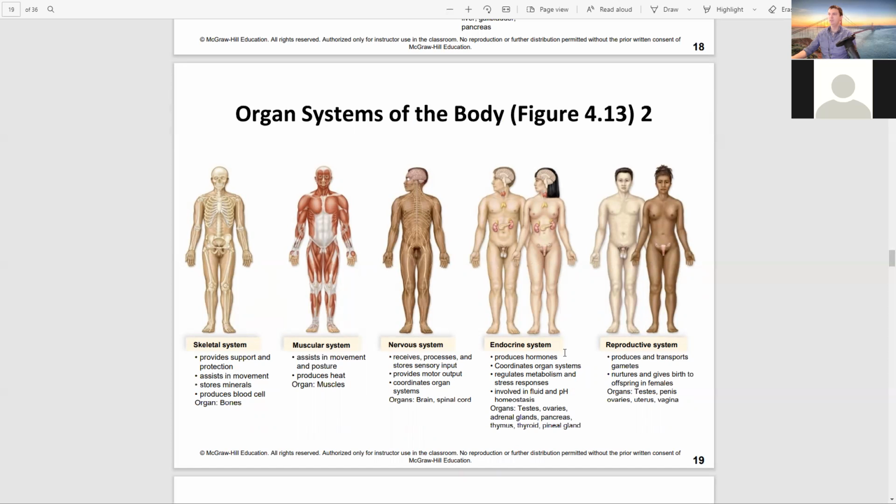Then we have the endocrine system, which produces hormones, coordinates organ systems, regulates metabolism and stress responses, and is also involved in fluid and pH homeostasis. The organs there are the testes, the ovaries, the adrenal glands, the pancreas, the thymus, the thyroid, and the pineal gland. Then lastly, we have the reproductive system, which produces and transports gametes or sex cells, and nurtures and gives birth to offspring in females. The organs there are the testes, penis, ovaries, uterus, and vagina.